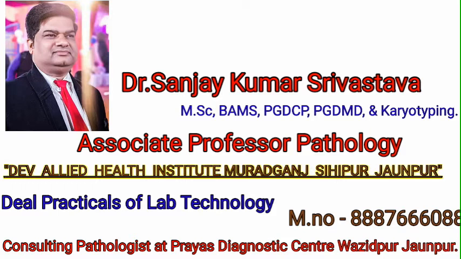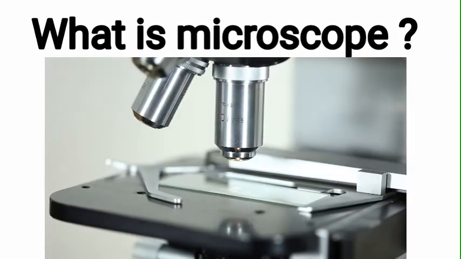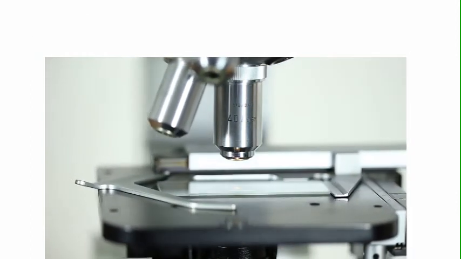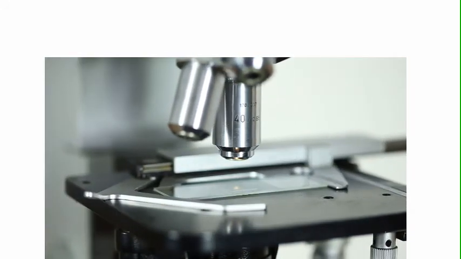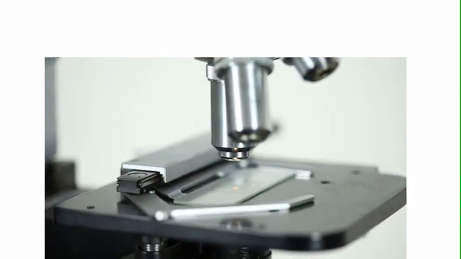Now welcome to all of you in this institute, and I am dealing the practicals of clinical pathology, hematology here. So first I am going to deal with the instrument microscope. What is a microscope? It is an instrument which visualizes the object larger than the normal size.